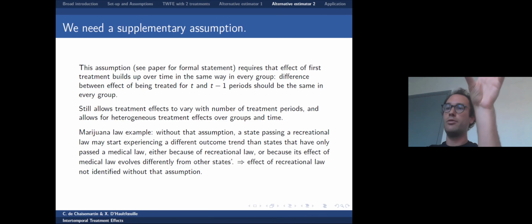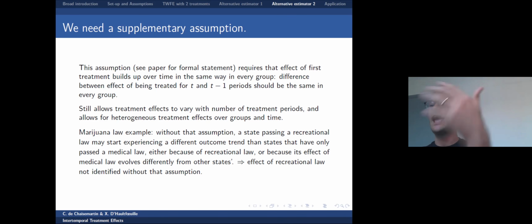And you would not be able to separate what's due to the recreational law from what's due to the fact that this state experiences a different evolution over time of its effect of the medical law. And that's why we need to assume that every state has the same evolution of its effect of the medical law over time to be able to pinpoint what's really due to the recreational law.